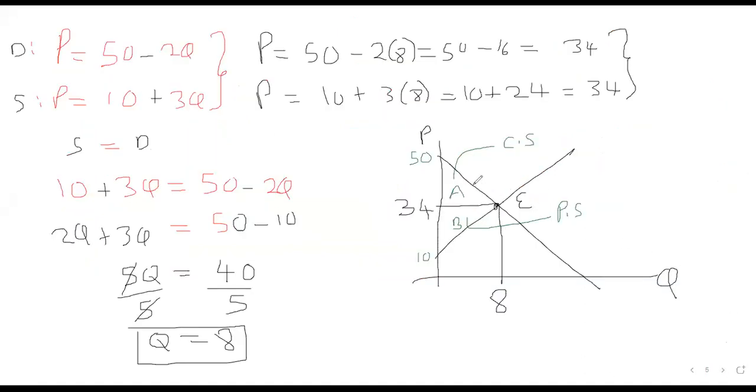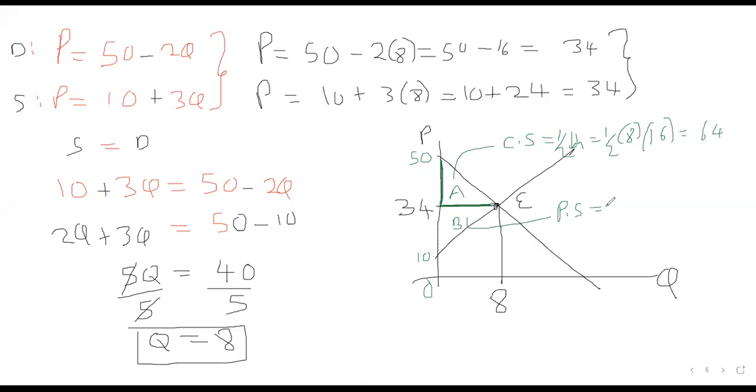So here, our consumer surplus is A. Our producer surplus is B. So the formula is half base times height. Our base is the distance from here to here. What's the distance? 8, correct. And our height is the distance from here to here. 16, correct. And when you multiply them, we get 64.